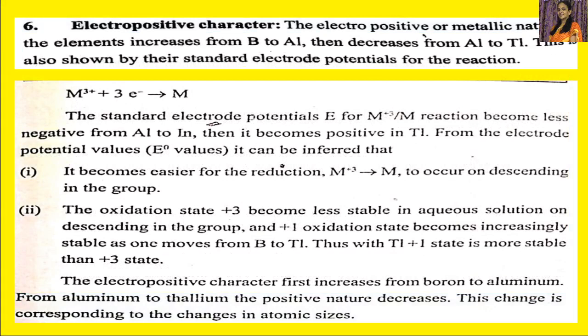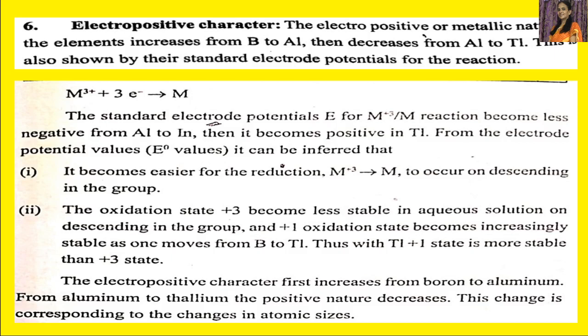Next one is electropositive character. Electropositivity is nothing but metallic nature, and we have already said that metallic nature or electropositivity increases down the group. The electropositive or metallic nature of the elements increases from boron to aluminium, then decreases from aluminium to thallium.